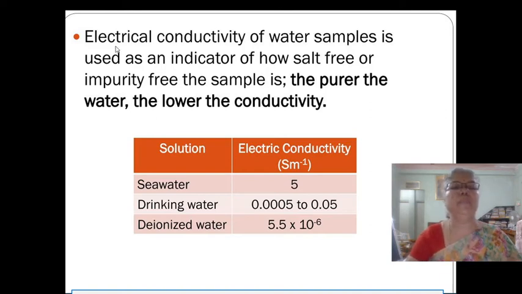Suppose, for example, the electrical conductivity of a water sample is used as an indicator of how salt free or impurity free the sample is. The purer the water, the lower is the conductivity. For example, sea water has an electrical conductivity of 5. Drinking water has 0.005 to 0.5, and deionized water is equal to 5.5 into 10 raised to minus 6.